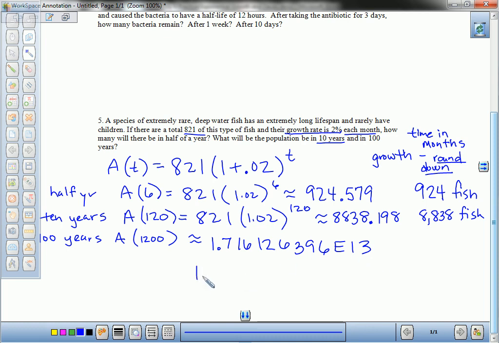So I'm going to write 1.716 times 10 to the 13th fish. And that's obviously approximate because I just dropped all those decimals. It would be approximate no matter what, because we can't see 13 decimal places on our calculator. Okay, questions about that?